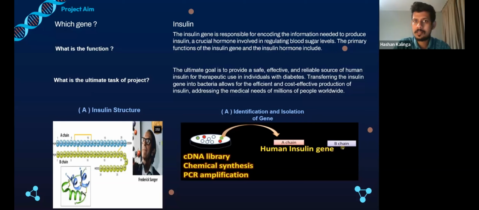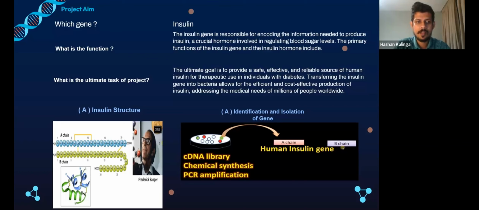The insulin gene is responsible for encoding the information needed to produce insulin, a crucial hormone involved in regulating blood sugar levels. The ultimate goal is to provide a safe, effective, and reliable source of human insulin for therapeutic use in individuals with diabetes. Transferring the insulin gene into bacteria allows for the efficient and cost-effective production of insulin, addressing the medical needs of millions of people worldwide.